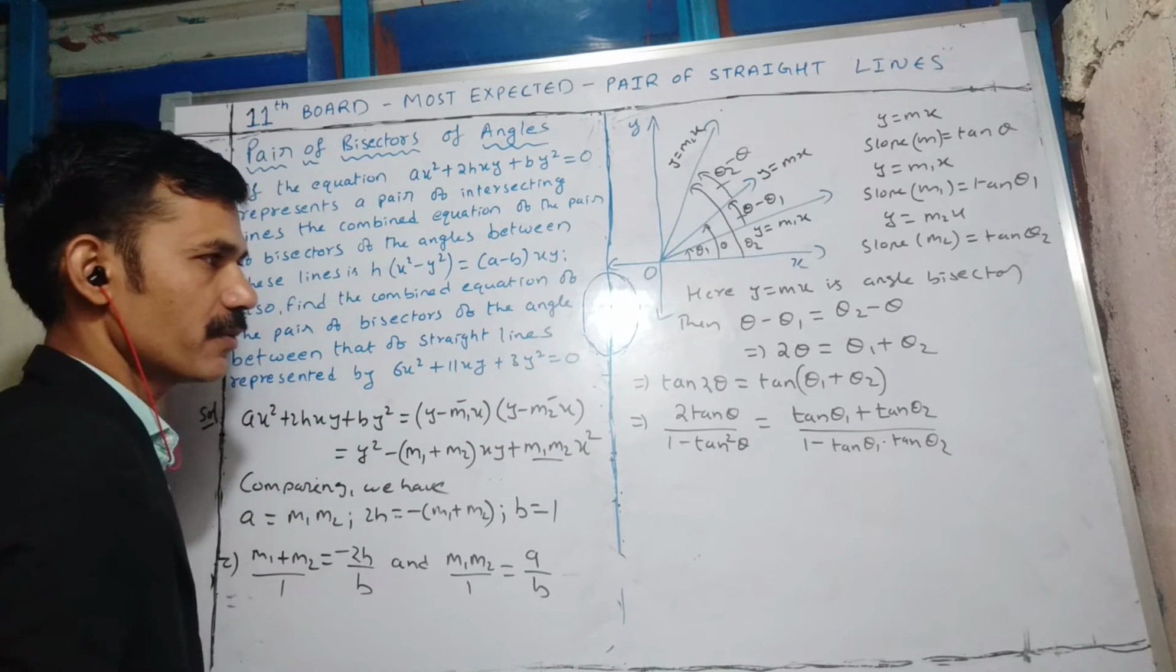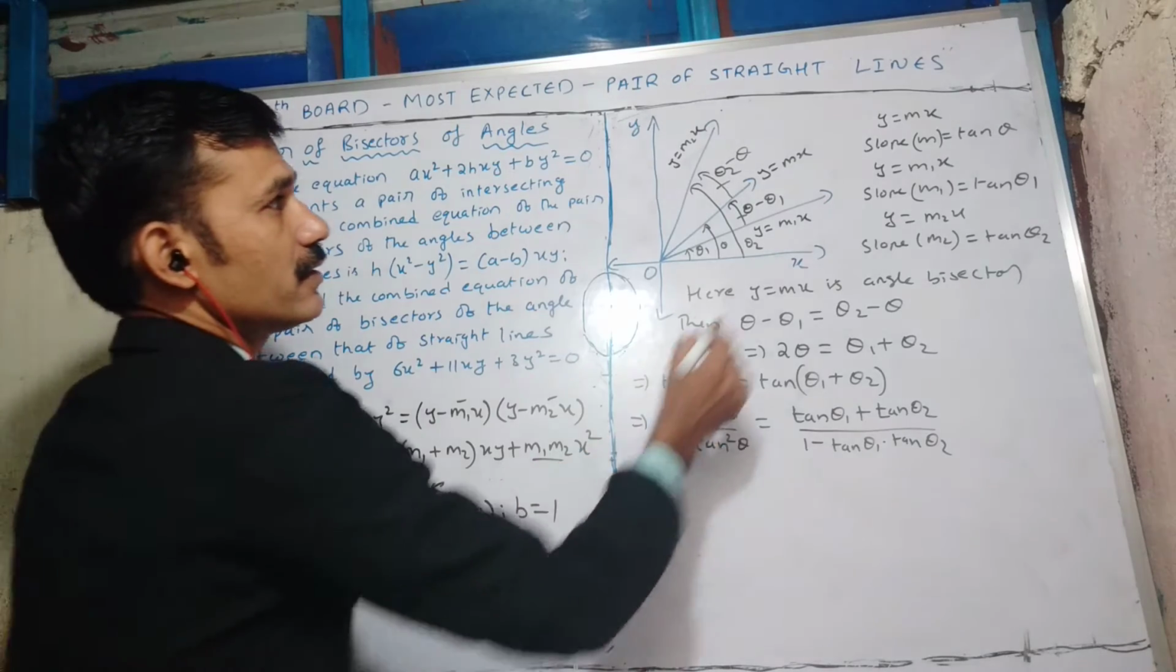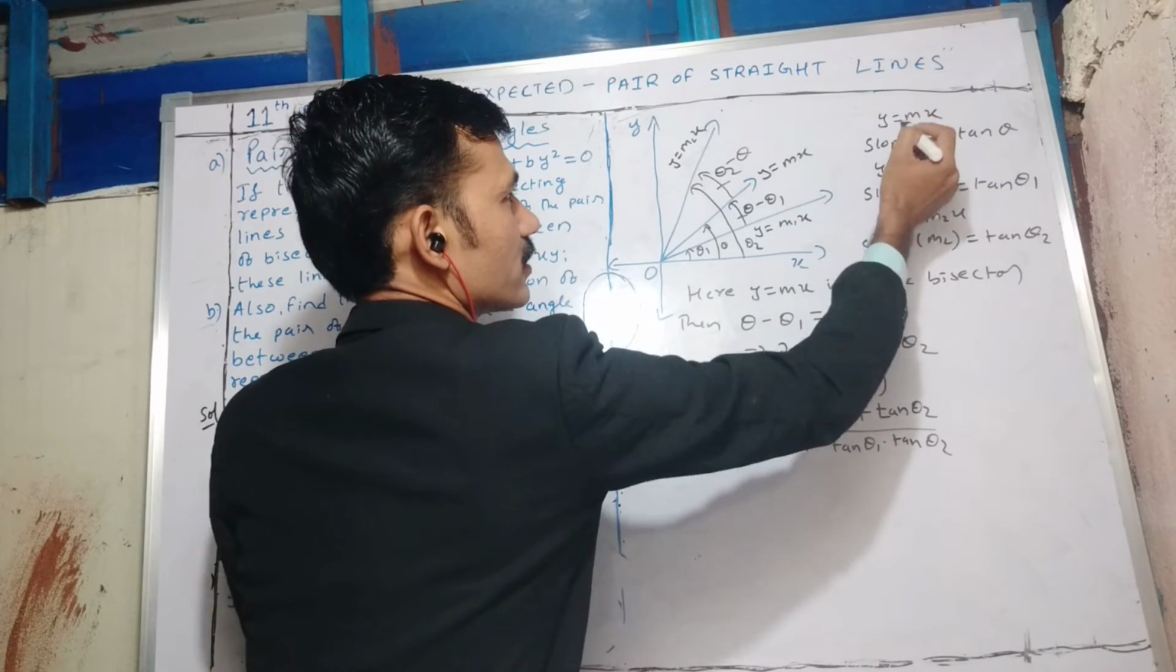Now see what we can do. Tan theta is here, tan theta here is the slope, no?